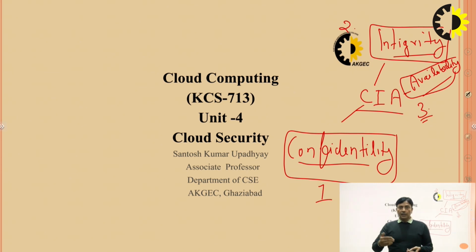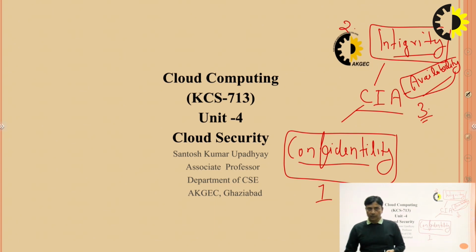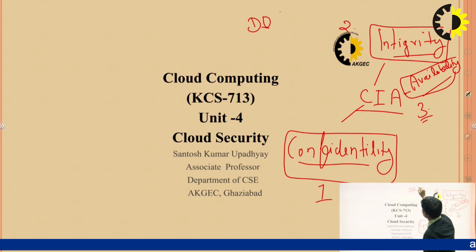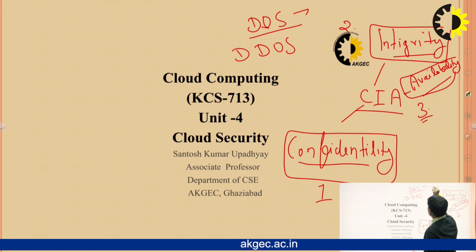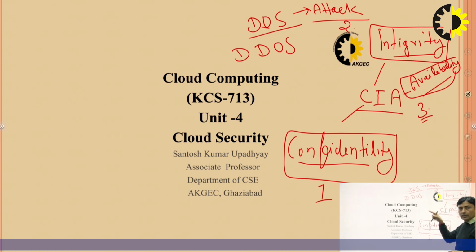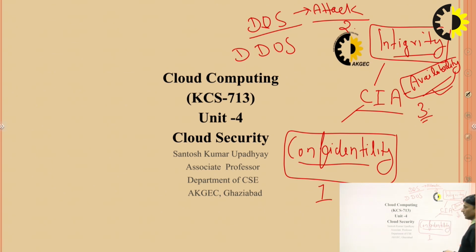And similarly in availability, you have heard the name of DOS attack, DDoS attack. Denial of service attack. That is a very important attack, and I think everybody has heard this name. DOS attack, sometimes DDoS, which is a variety of DOS, distributed DOS. This attack targets which parameter of these three? The DOS attack basically targets availability.